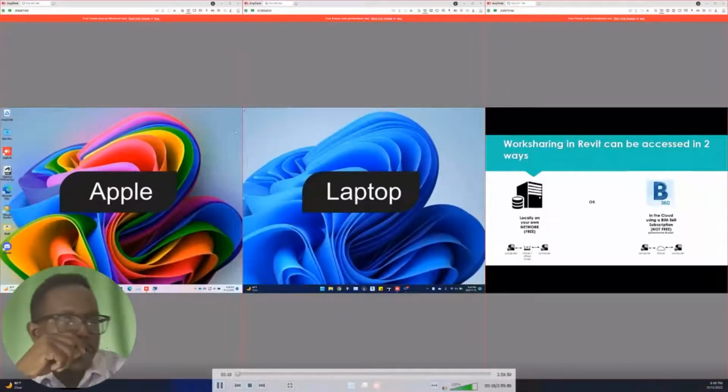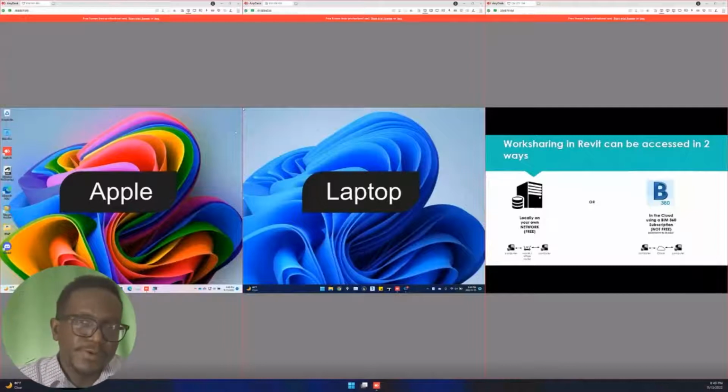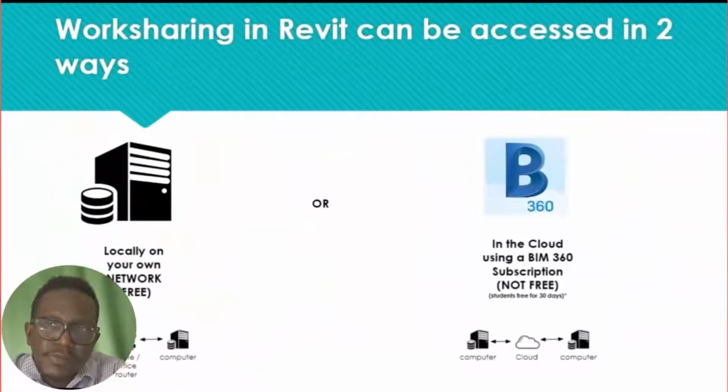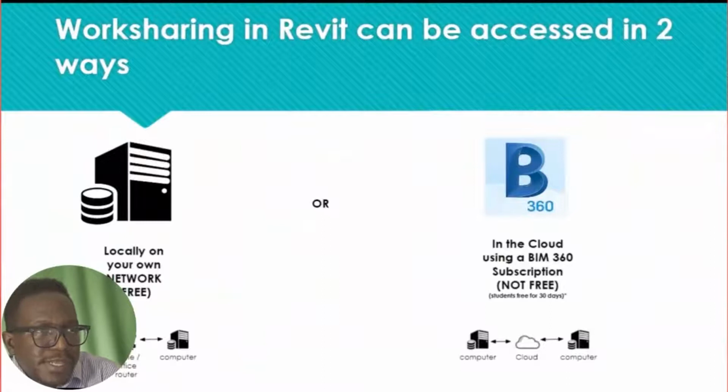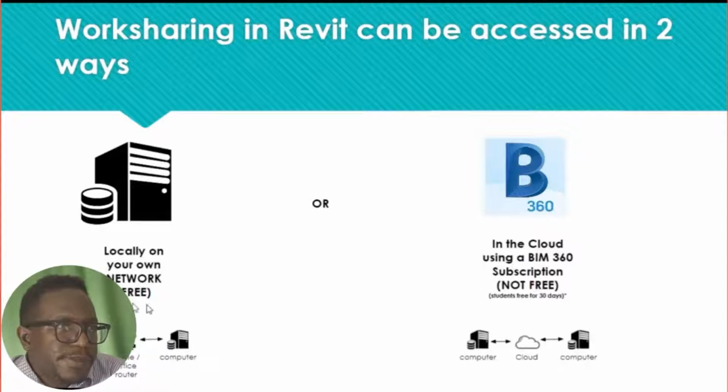Hello and welcome to another tutorial. Today we're going to be looking at how we can set up work sharing for Revit, and this will help us to work collaboratively in Revit. There are 2 ways that we can work collaboratively: we can either work locally on the network, which is totally free, or we can work in the cloud using BIM 360, now Collaborate 360, which is a subscription service.